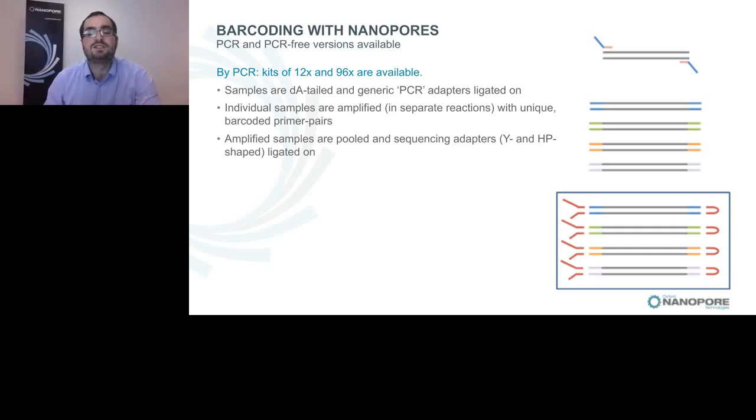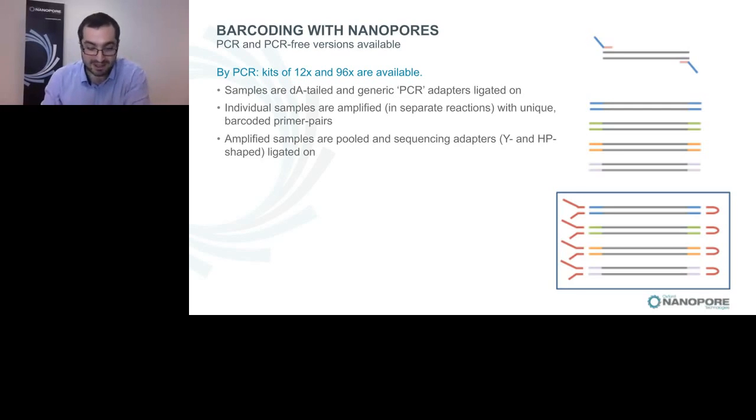barcodes are introduced into libraries by PCR, so you attach generic adapters onto your templates by ligation. These adapters contain primer binding sites to facilitate downstream PCR. So the PCR is performed with a primer pair that recognizes the generic adapters, but also contains a unique barcode sequence as well. So the amplified products contain the unique sequence and are barcoded.